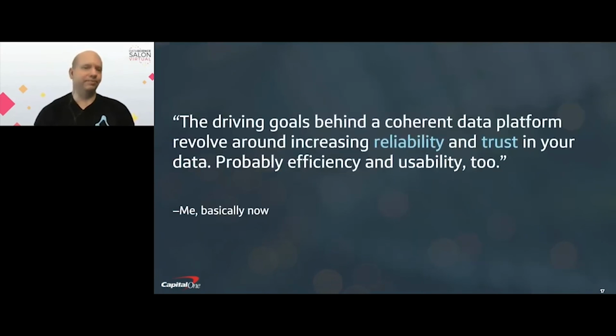So what's the point? The driving goals behind a coherent data platform revolve around reliability and trust in your data. So ultimately, this is what we're targeting. It seems like there's a lot of work here to restructure a lot of things that exist. But you have to understand that without being able to trust your data, it doesn't hold as much value as you think it does.